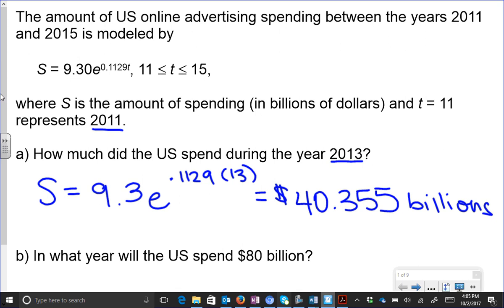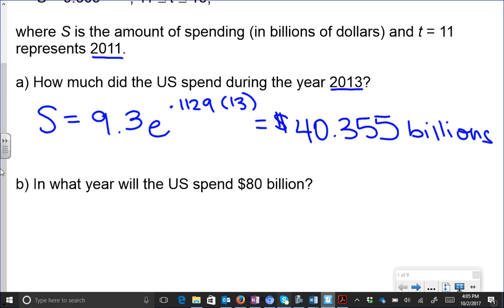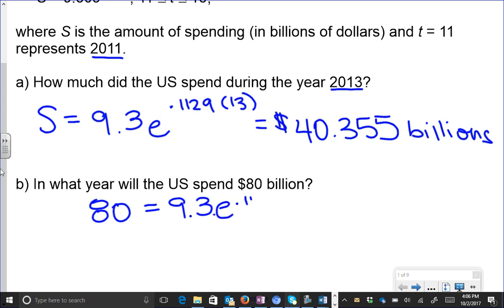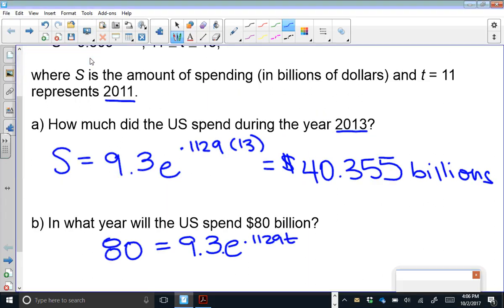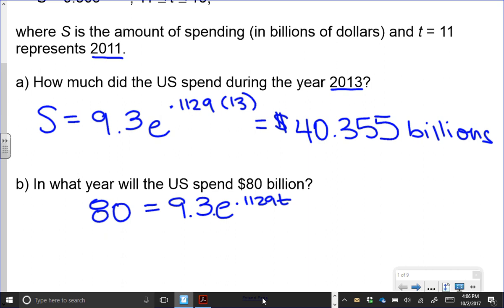Now, in what year did the U.S. spend $80 billion? That is where you are going to have to set your equation equal to 80. Use what you know about solving equations to help you. Hold on a moment here, guys.